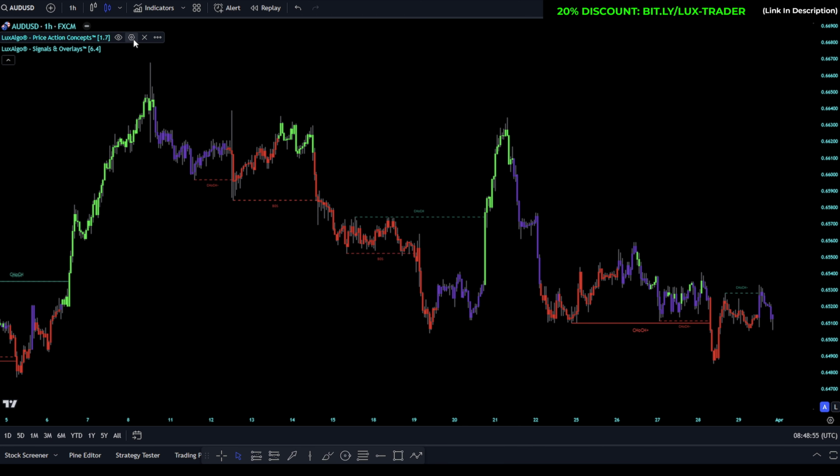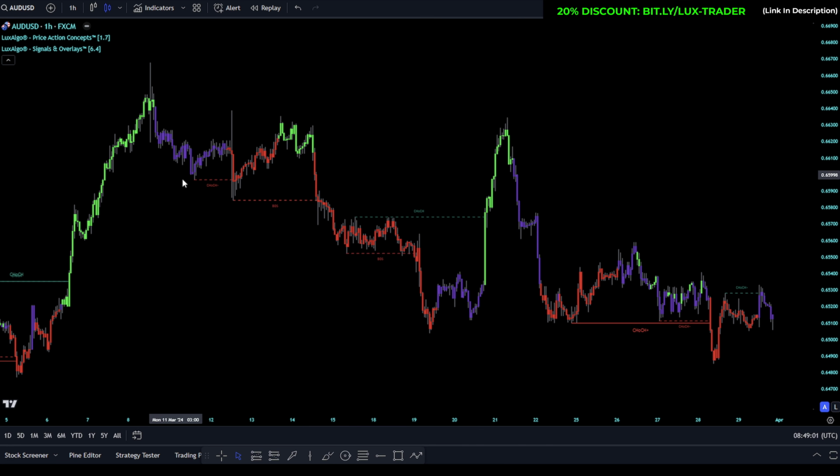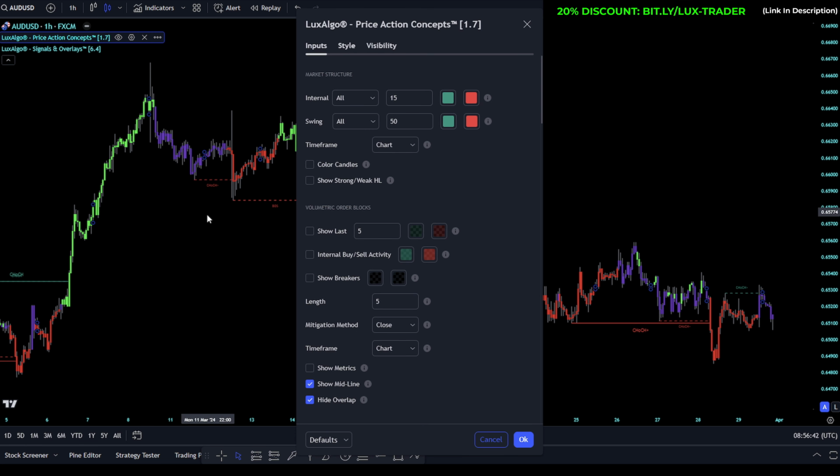Let's open up the settings and start with market structure. Looking at internal and swing, you'll notice labels like CHoCH plus, CHoCH, and break of structure. Let's clarify what these mean. Firstly, let's talk about what internal means in market analysis.